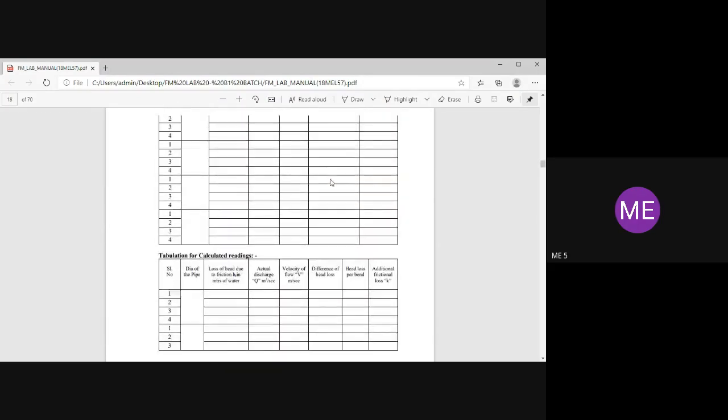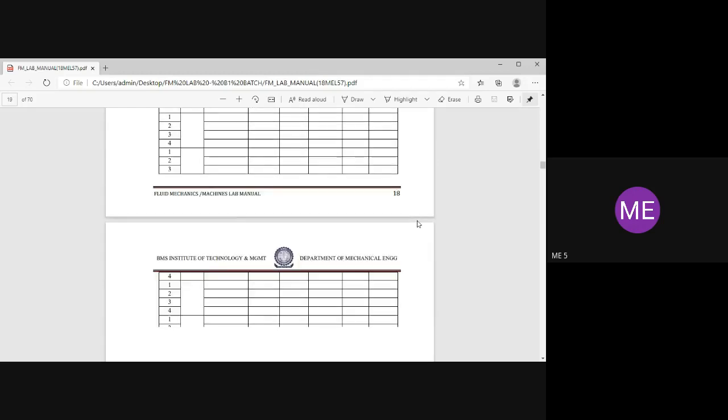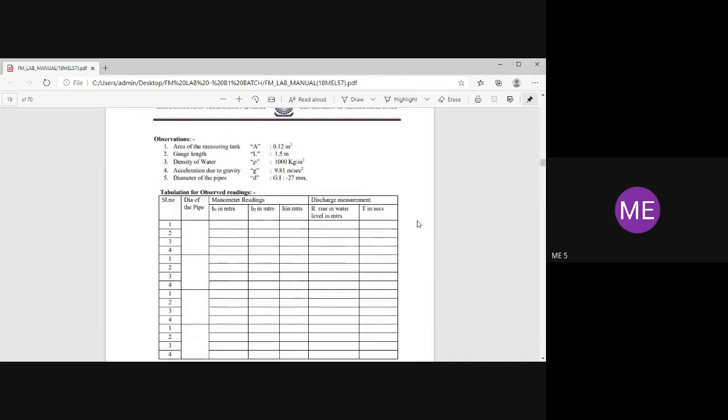And whatever tabular column you used in the previous class, the same is there, no change at all. So we have the same tabular column for observed readings. The first one is the diameter of the pipe. Here, no 4 pipes; you only have to take the 27 mm pipe. That's enough. So you have to take the readings for that one, and then you have to take the 27 mm pipe for the bend pipe.